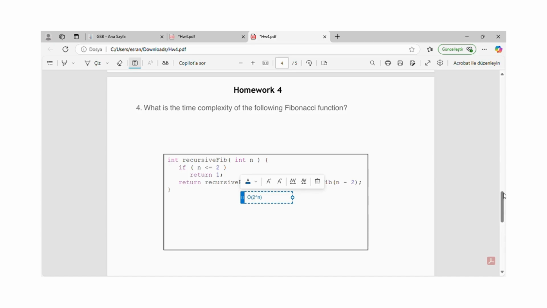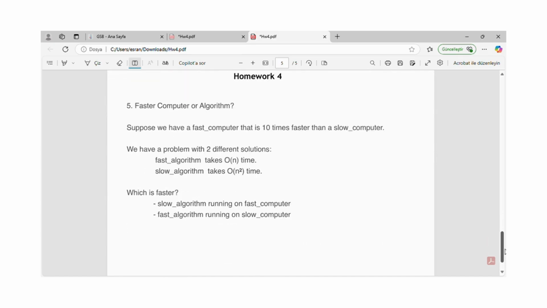Okay, the last problem is faster computer or faster algorithm. Suppose we have a fast computer that is 10 times faster than a slow computer. We have a problem with 2 different solutions. The fast algorithm takes O(n) time and the slow algorithm takes O(n squared) time. The question is, which is faster? The slow algorithm running on the fast computer, or the fast algorithm running on the slow computer? Let's find out.